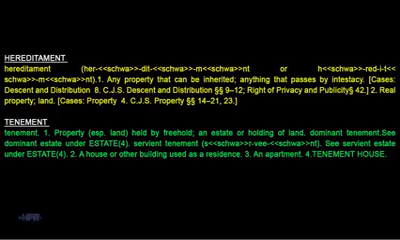You have testate and intestate. Testate means you had a will. Intestate means you didn't have a will. So anything that passes by intestacy, which is very interesting because this will concept comes up a lot.